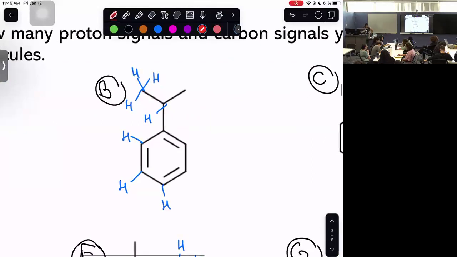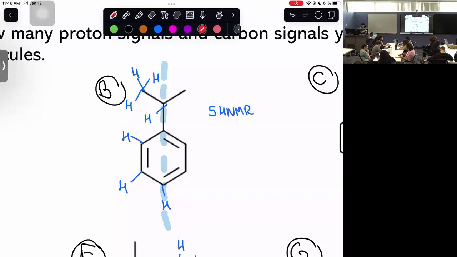What about molecule B? First of all, do we have any planes of symmetry? How many? 1, and it's right in the middle. Okay. Now, how many HNMR signals did you find? 5, I think, 5 as well. You guys are correct, 5 HNMR. What about CNMR? 6.